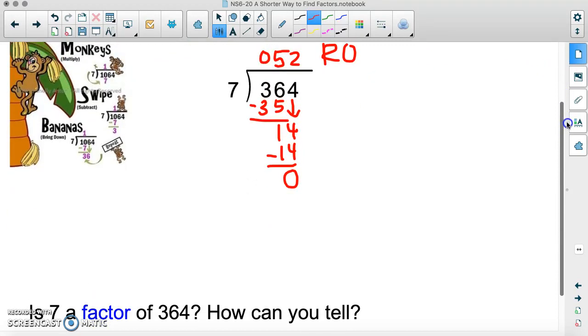Now, I'm going to ask you the question, is 7 a factor of 364? How can you tell? By looking at our long division equation that we just did. Well, we know that the remainder is 0, so therefore 7 is a factor of 364.